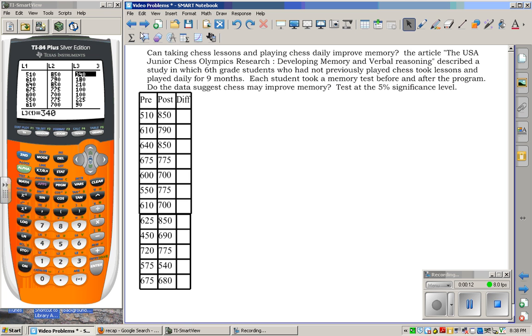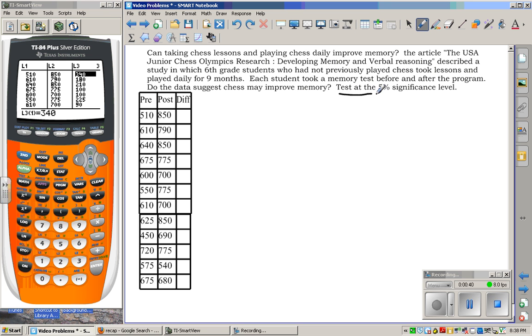So here's the scenario. Can taking chess lessons and playing chess daily improve memory? The article, The USA Junior Chess Olympics Research, Developing Memory and Verbal Reasoning, described a study in which 6th grade students who had not previously played chess took lessons and played daily for 9 months. Each student took a memory test before and after the program. The question is, do the data suggest chess may improve memory? We want to test at the 5% level.